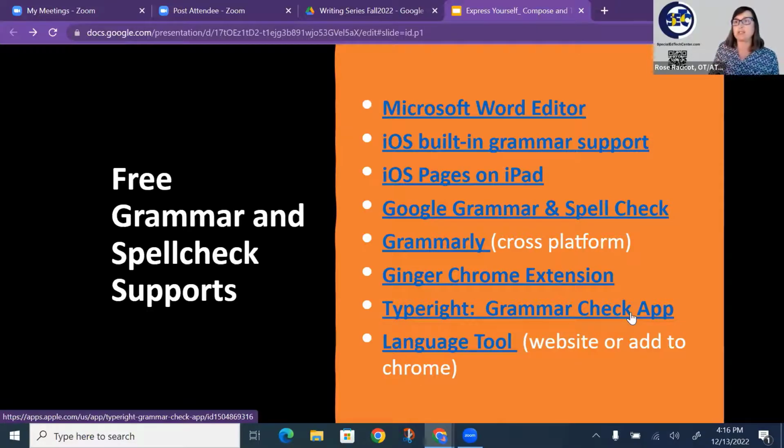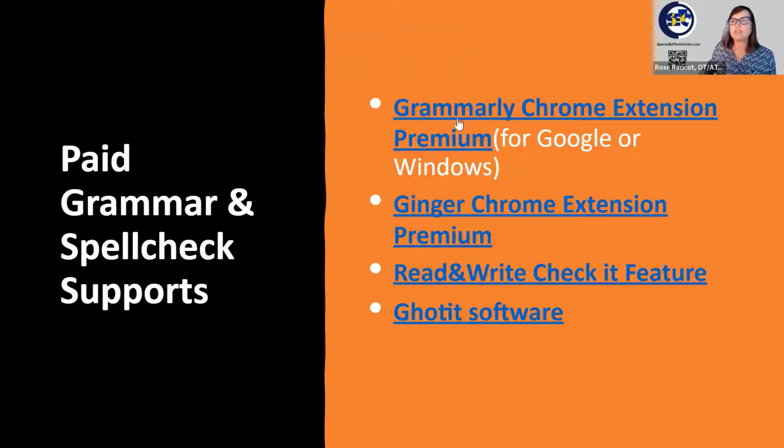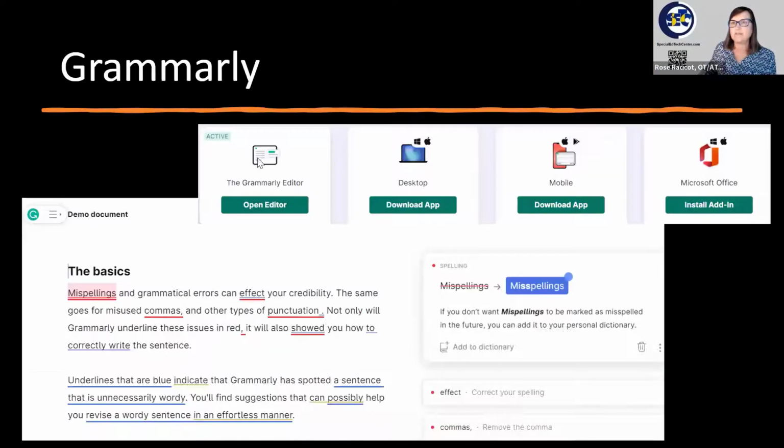And LanguageTool. It's a website or a Chrome extension. The paid grammar and spell check support, similar to how Grammarly has a Chrome extension premium, Ginger has a Chrome extension premium. And then Read&Write is a popular third-party software that a lot of districts are using. And it has a really nice check-it feature for grammar. This Got It software, which I'm going to show you here in the next slides.